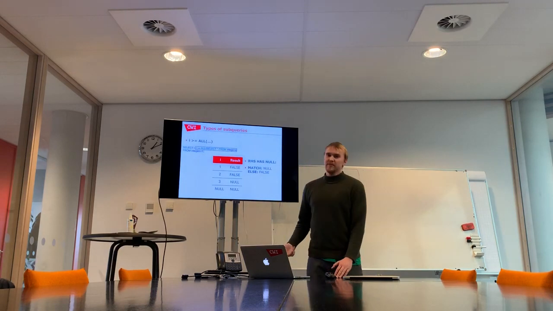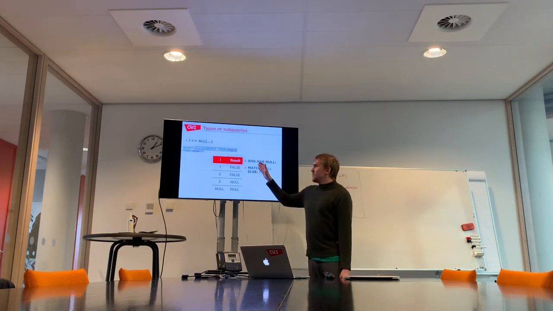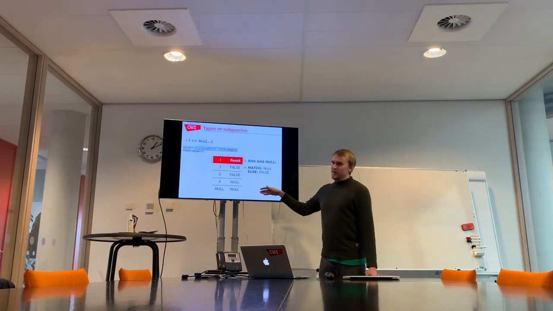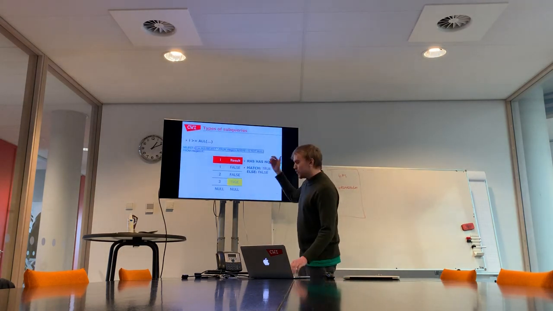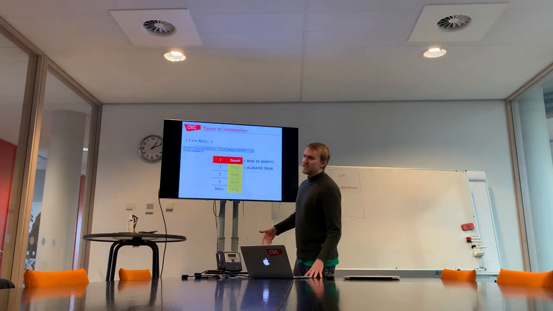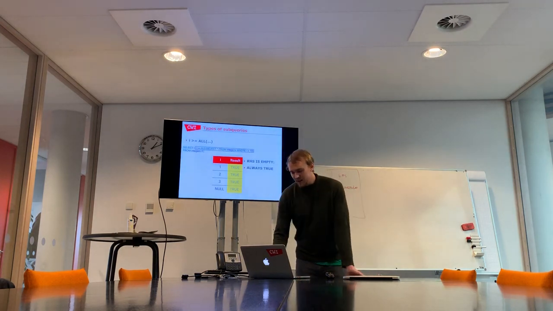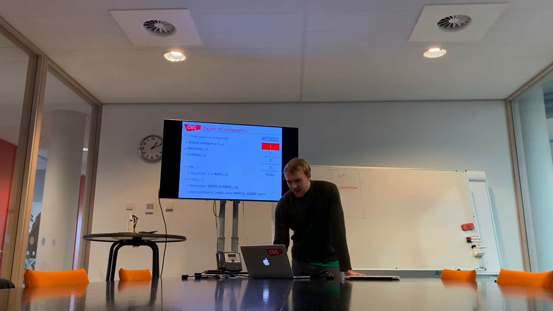All is kind of the opposite of this. So if there's a null on the right-hand side, it cannot be true. It's either false or null. Once we remove the null, it can be true again. And again, if it's empty, it's always true. So it's kind of the opposite of that. So how can we find that?